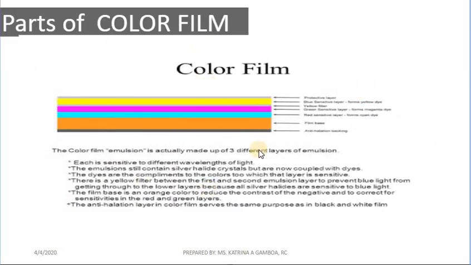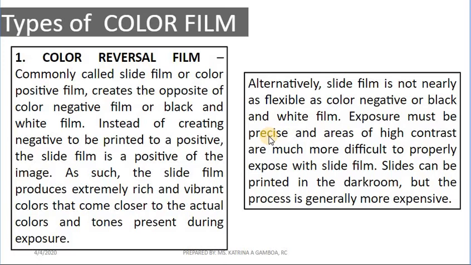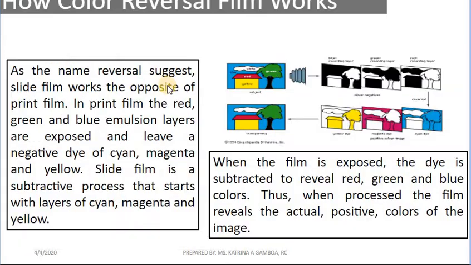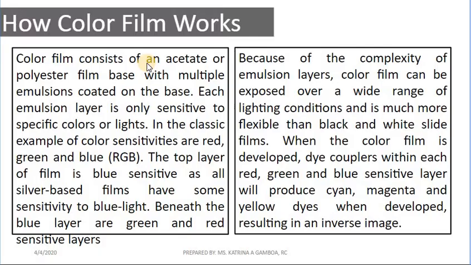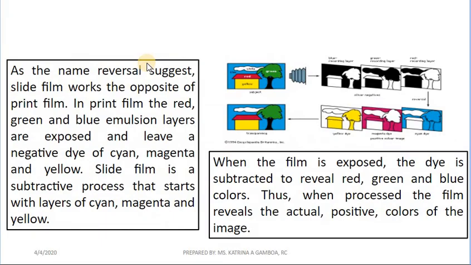So, that's the parts of the color film. Sana pinakikinggan nyo ako magsimula nung una kasi yan ang gagawin nyo sa activity. Okay, what are the types of color film? We have different types of color film yan. Number one, we have the color reversal film. And then, the color negative film. Yun lang, dalawa lang sila. Okay. So, color reversal film.